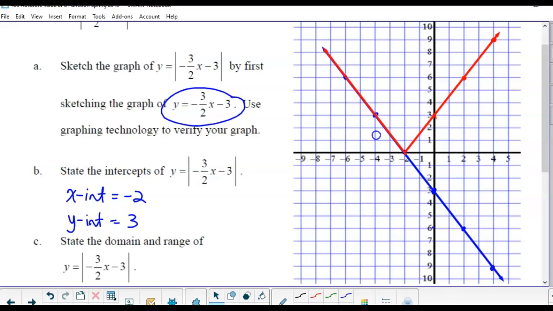Y-intercept, that's when x is 0. You have to have the absolute value. So here, this ends up being -3 inside, because that term goes away. Absolute value of -3 is +3. Okay?